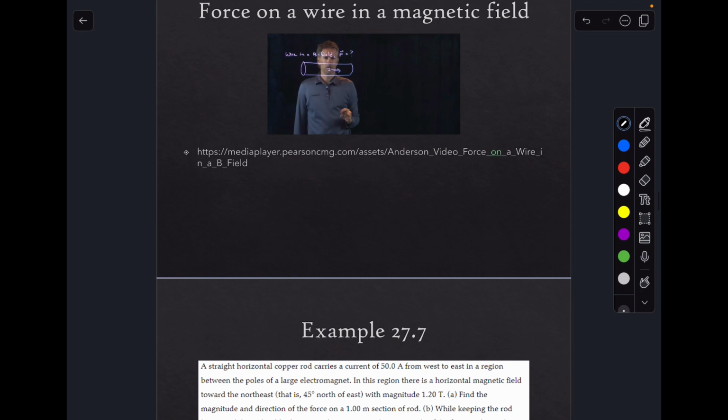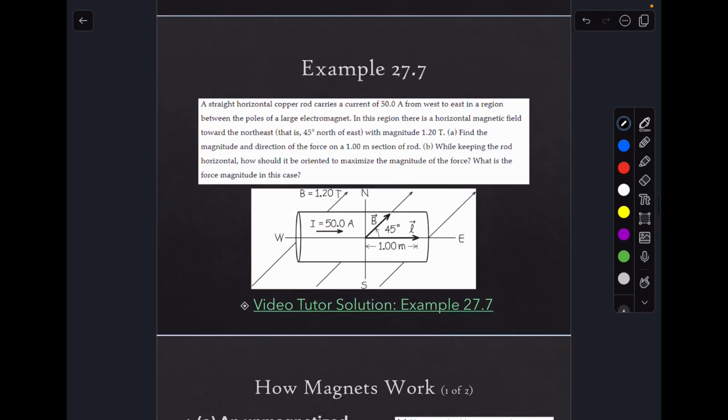So let's do this example here. All right, so in this example, we have a copper rod. The current is 50 amps. The direction of the current is from left to right, or west to east.